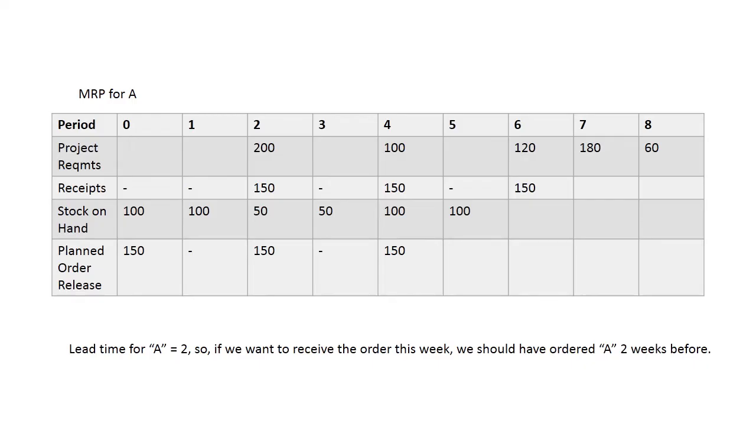So fourth week we'll order 150 units. We'll get it at the sixth week, and so totally we have 100 plus 150, 250, and we have a demand of 120, so the remaining is 120. And the next week, 7th week, we need 180, whereas we have only 130.